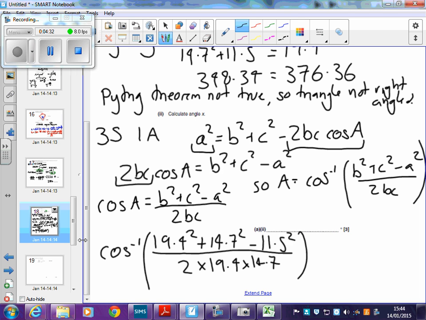Oh, my calculator's in blinking radians. I will change that, and I will press equals again, and that will actually give me the right answer this time. 36.2. So the answer is 36.2 degrees.